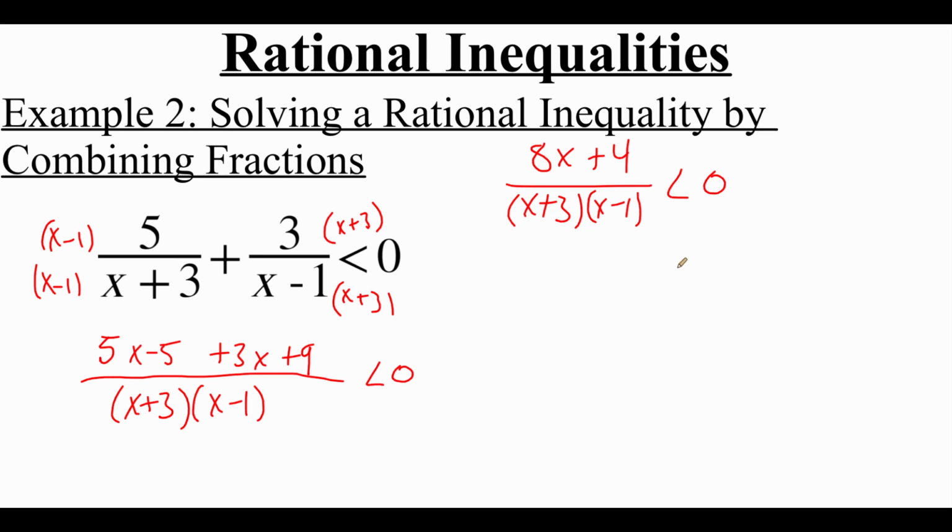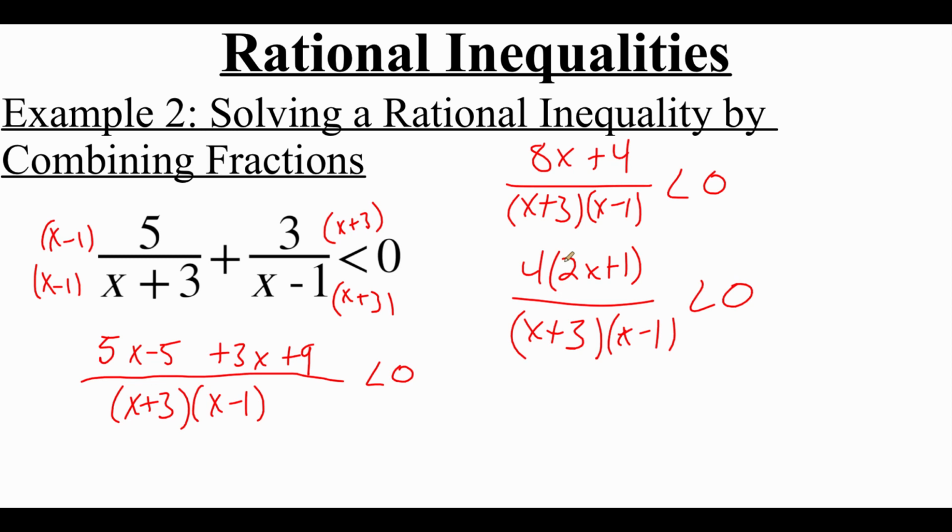Now there's actually a little bit of simplifying that we can do with this. If we look at that numerator, each one of those values, the 8 and the 4, are divisible by 4. So I could actually factor a 4 out of there to make it 2x plus 1 over x plus 3 and x minus 1. And then because I've got just that 0 on the right-hand side, I'm actually going to divide that 4 over to the right-hand side. So when I do that, then I'm just going to be left with 2x plus 1 over x plus 3 and x minus 1.